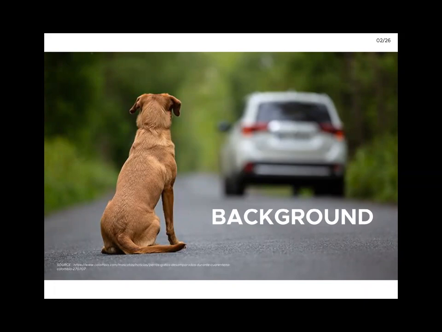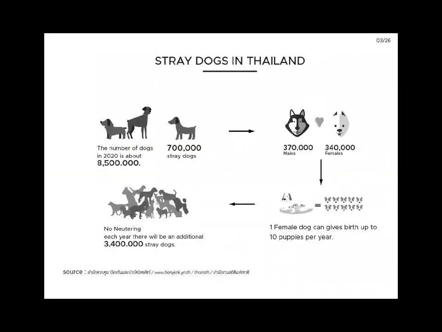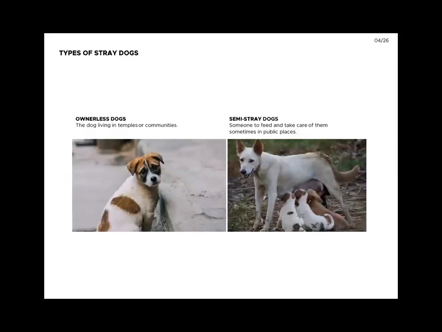The dogs will scatter dirty garbage. The garbage system is not formalized, emitting an unpleasant smell that fouls the whole place, causing many negative effects to the temple and those who see it. The number of strays is increasing every year and can be classified into types: ownerless and semi-stray, which are taken care of by people in the neighborhood.